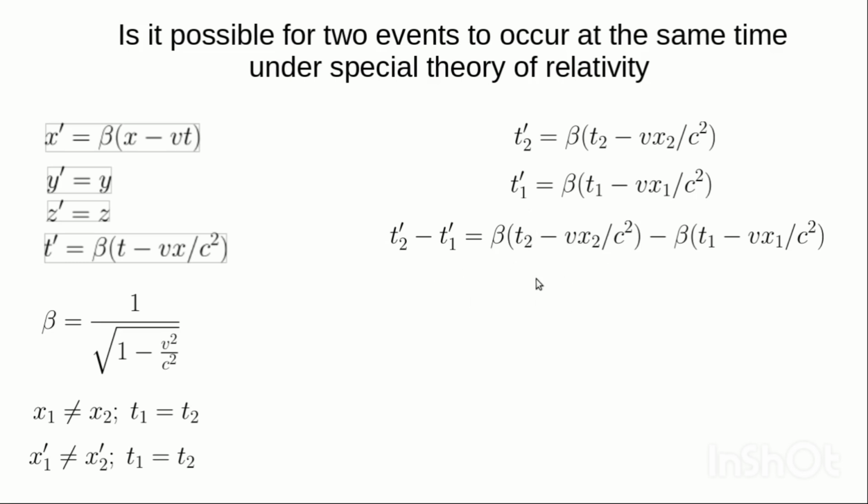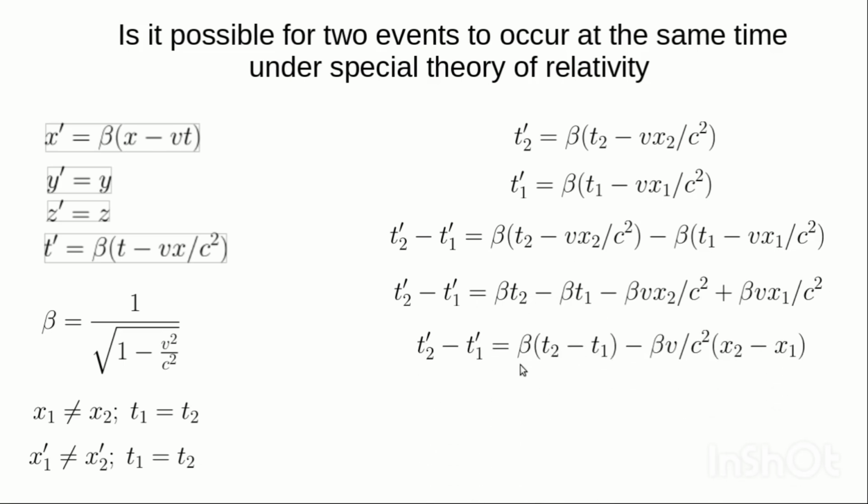So if we expand, we have this form: beta times t2 minus beta times t1 minus this plus this part. So if we simplify by factorizing from both sides, we have this expression: beta (t2 minus t1) minus beta v all over c squared (x2 minus x1). So at this point, we can see that t1 is equal to t2, which is the condition for two events to occur at the same time. So we expect that this one will lead to 0. But our x1 is not equal to x2, x2 is not equal to x1, so this one will stay.